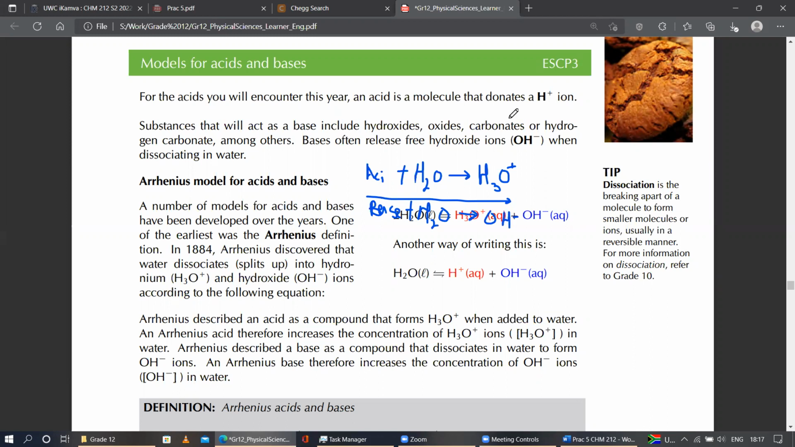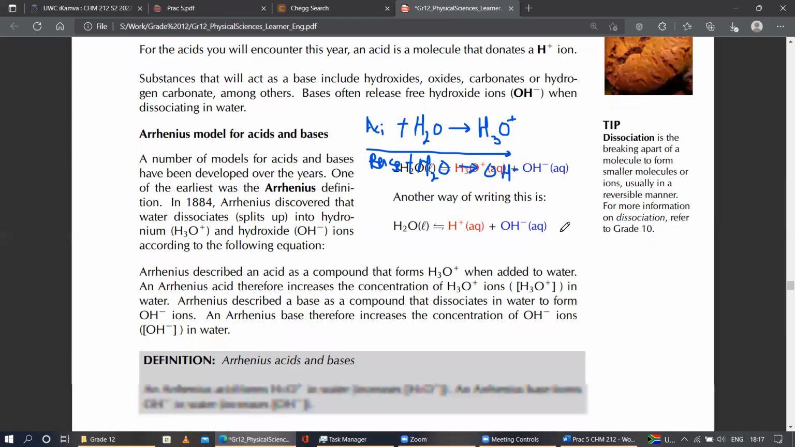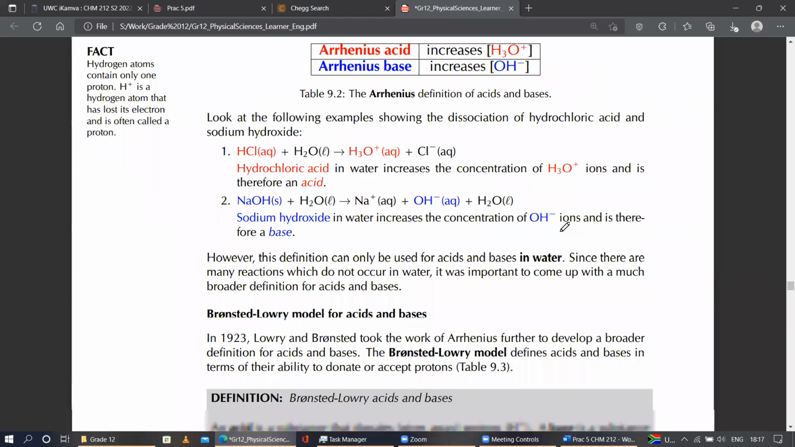And then there's, sorry. Let me just look for that name before I say it wrong again. So Arrhenius acid. Yeah.